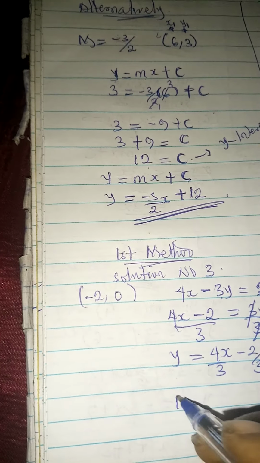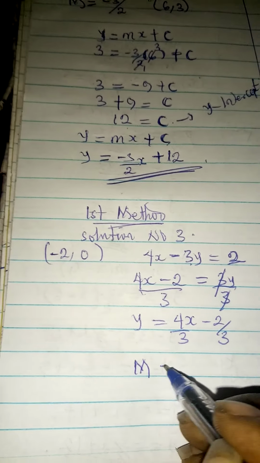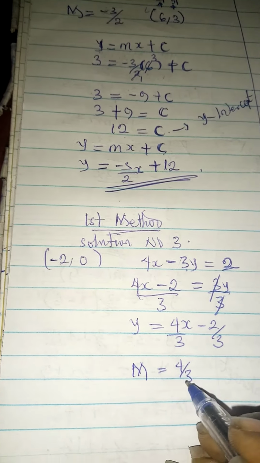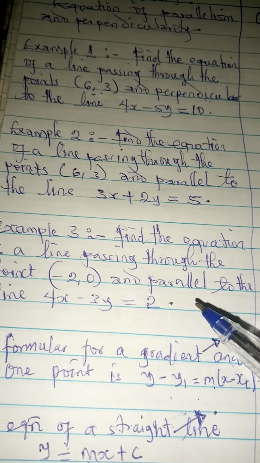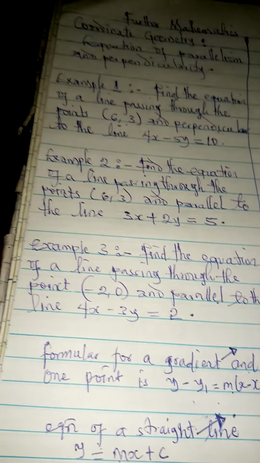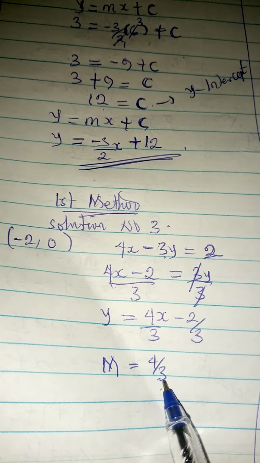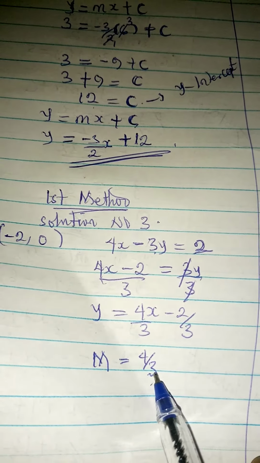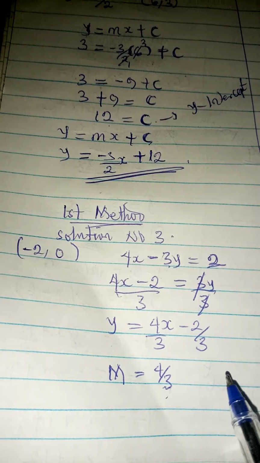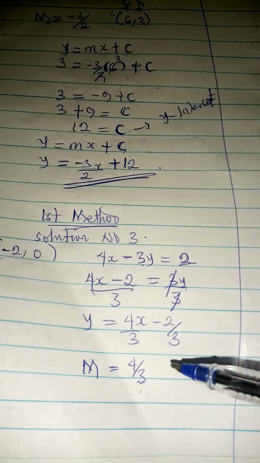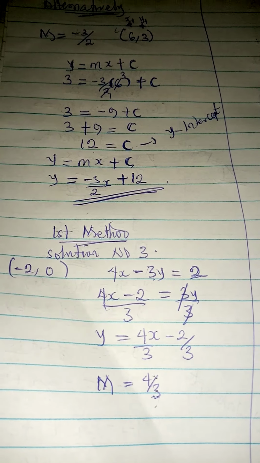Now I will bring out my slope. Already I know that slope is the coefficient of x, so that is 4 over 3. From the question, is it referring to parallel or perpendicular? It is parallel. So if it is parallel, I will leave it like this. I don't need to change it. If it is perpendicular, I will need to take the negative reciprocal. What is the meaning of negative reciprocal? Turn this one upside down and put negative there.